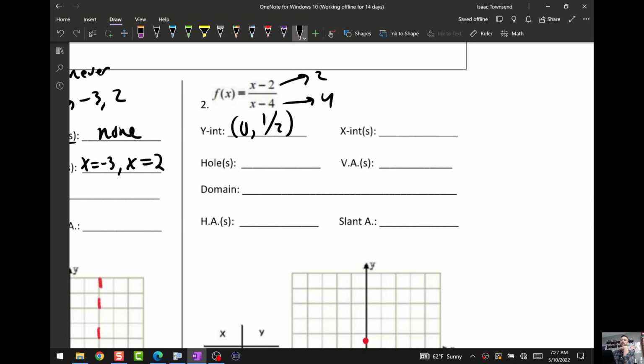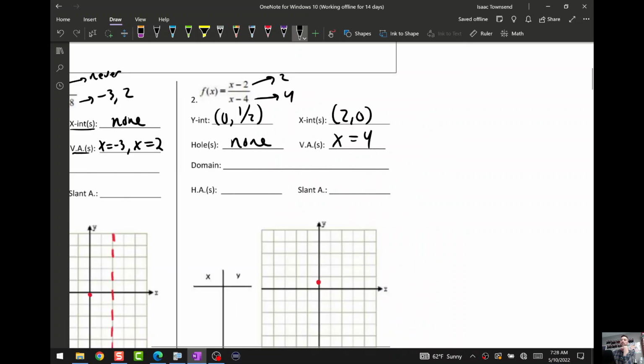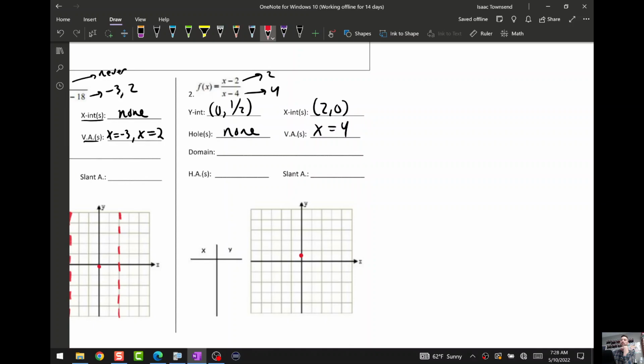So is this going to have any holes? No. No number makes the numerator and denominator 0. There is a number that just makes the numerator 0, so that's an x-intercept, and there is a number that makes only the denominator 0, vertical asymptote. So I can't graph a hole if it doesn't have one, but we certainly can graph the x-intercept and the vertical asymptote as a dashed line.